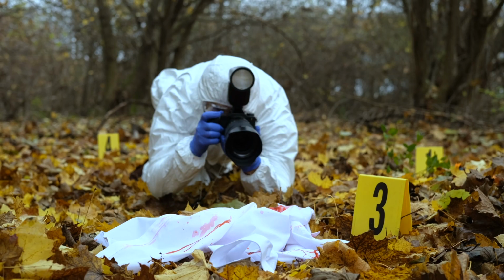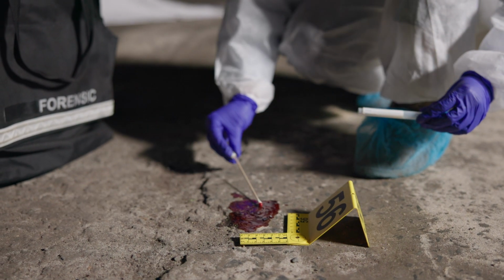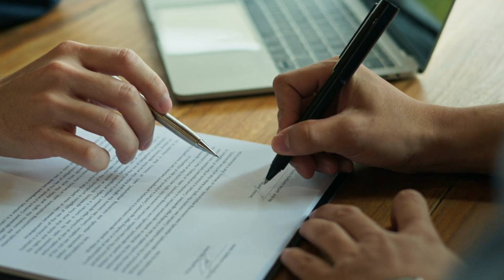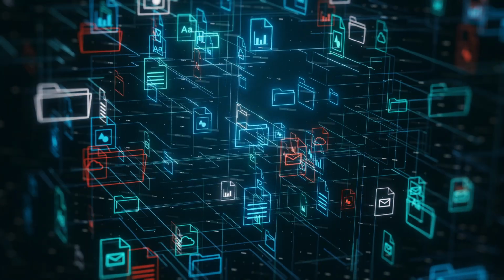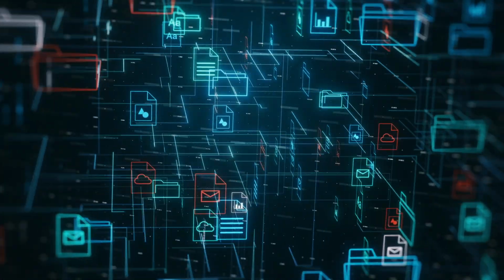Evidence is the backbone of forensic science. Physical evidence, which are items like weapons, fibers, and blood samples, or documentary evidence, which are contracts, emails, or digital files. And we have demonstrative evidence, which are visual aids used to clarify facts in court.